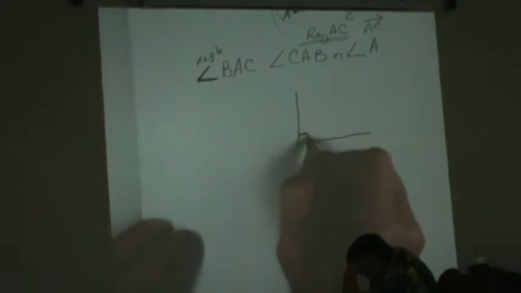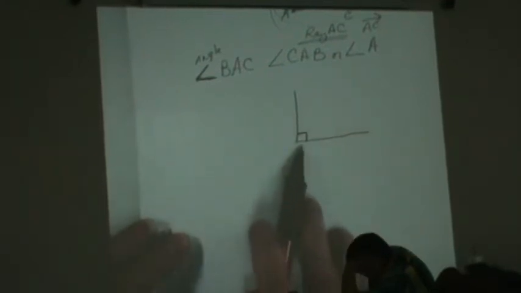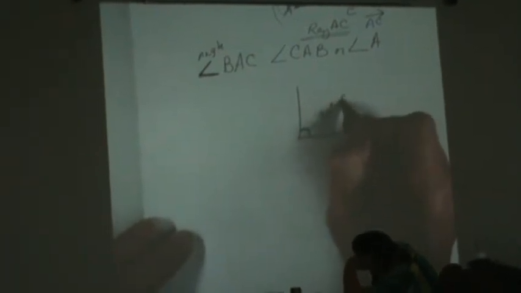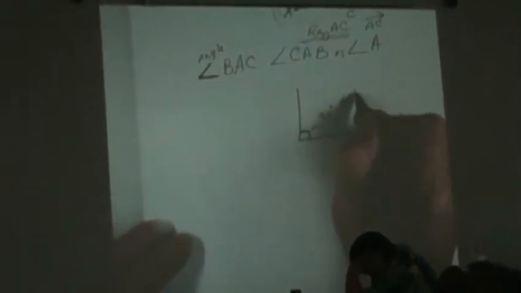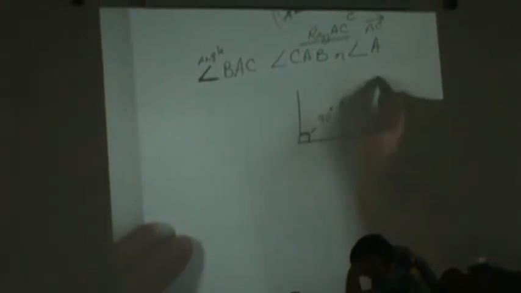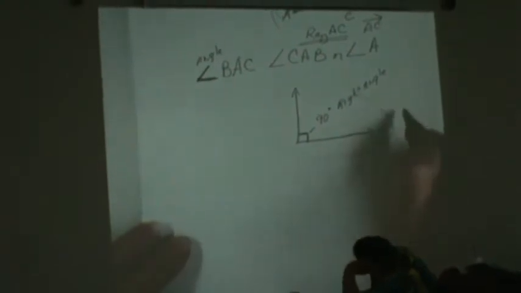Okay, let me see. What else do we need here? Here's some special angles. Let's say we have one like this. Does anybody know what this means? This square right here? That's a 90-degree angle, or a right angle. So this right here is a right angle.